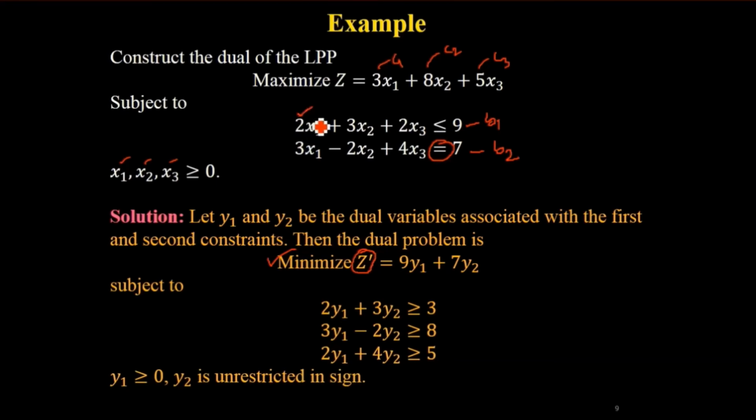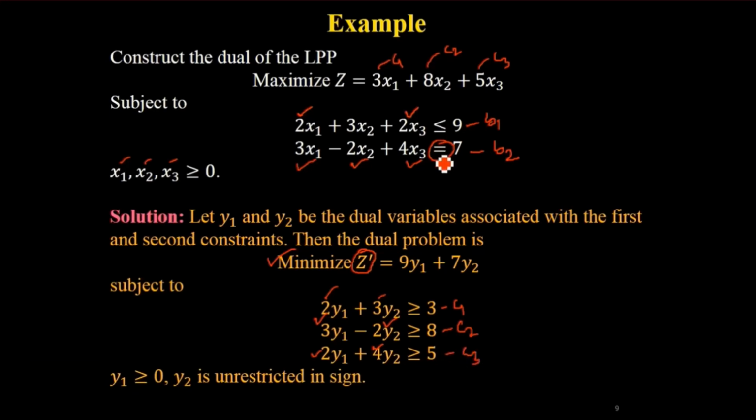After that, subject to the constraints, how will it be? 2x1 is there and 3x1 is there, so 2y1 plus 3y2, and the less than or equal to will change to greater than or equal to c1 value, which is 3. Similarly, for the next one 3y1 we have to write, minus 2x2 is there, so minus 2y2. So 3y1 minus 2y2 is greater than or equal to the c2 value, 8. Similarly the last one: 2y1 plus 4y2 is greater than or equal to 5, because 5 is the c3 value.